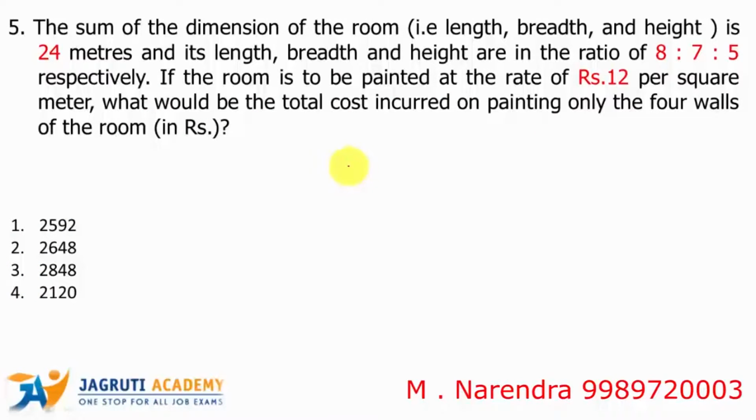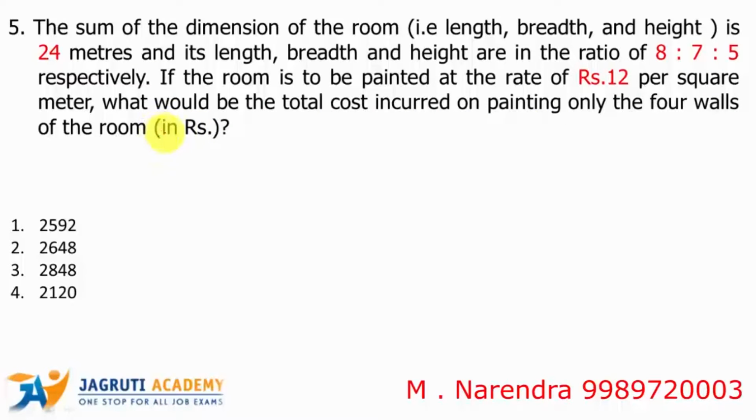Okay, let's answer question number 5. It's about mensuration. The sum of the dimensions of the room, length, breadth and height, is 24 meter, and its length, breadth and height are in the ratio of 8:7:5 respectively. If the room is to be painted at the rate of rupees 12 per square meter, what would be the total cost incurred on painting only the 4 walls of the room?